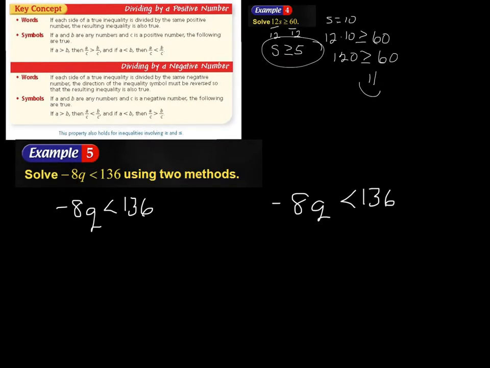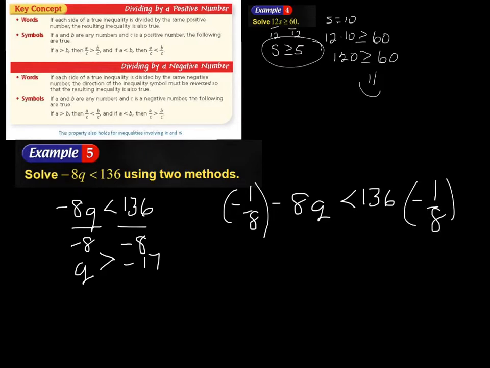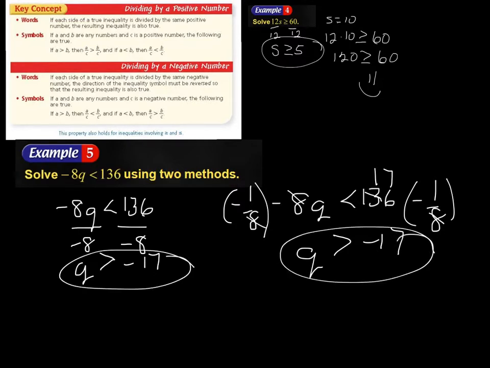I'm going to follow the directions, even though it seems a little silly, solve using two methods. So my first way I would undo multiply is by dividing both sides by -8. And when we divide by a negative, we have to reverse our inequality. So 136 divided by -8 is -17. Or instead of dividing by -8, that would be the same as multiplying by -1/8. It doesn't matter. I still get q is greater than -17. One answer, two ways.